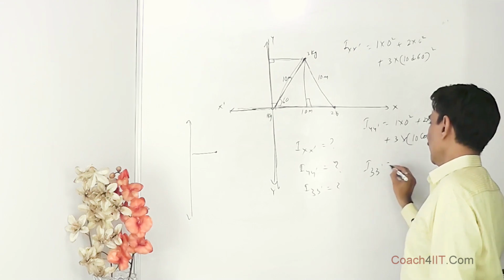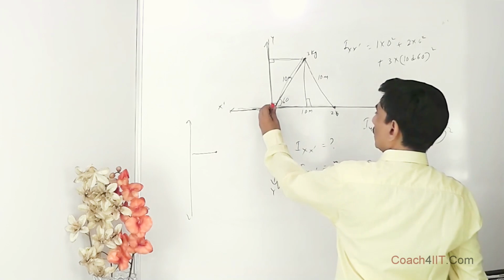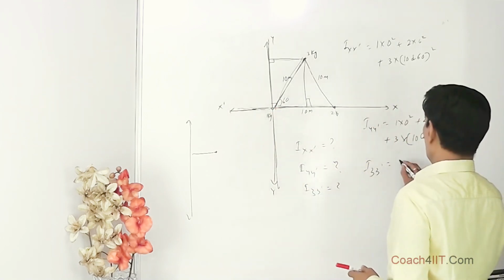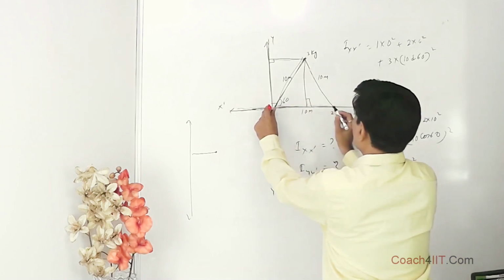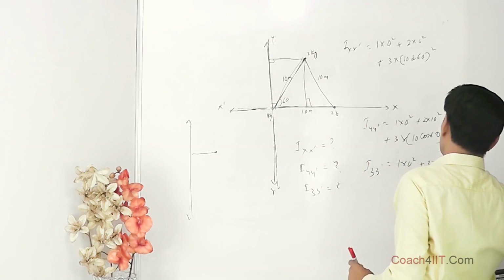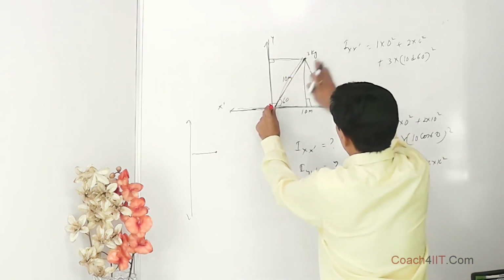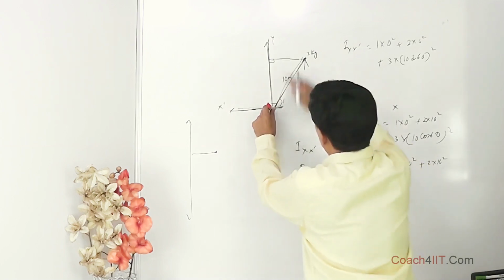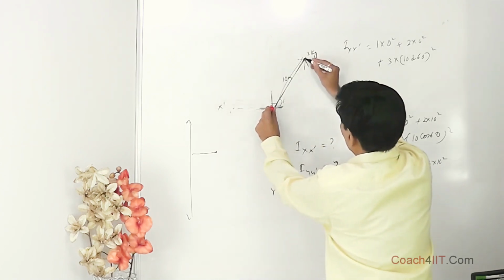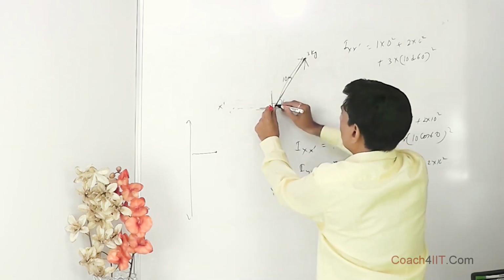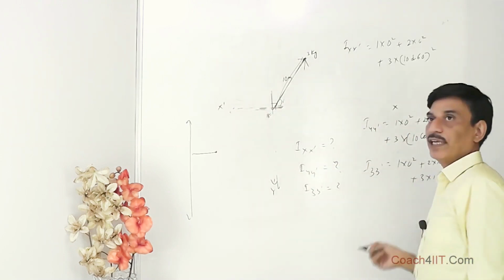Now comes Izz dash. Moment of inertia of these three particles about the zz dash axis over here. This axis. So it is once again going to be 1 into 0 square. What is the distance of this 2 kg from this axis? It is 10 meter only. So plus 2 into 10 square. Now what is the distance of this from this axis? If there is confusion, let's say we remove it. We are not bothered about the x and y. What is the distance of this particle from this axis? It is obviously the shortest, 10 meter only. So it is going to be plus 3 into 10 square, and we can get the answer.